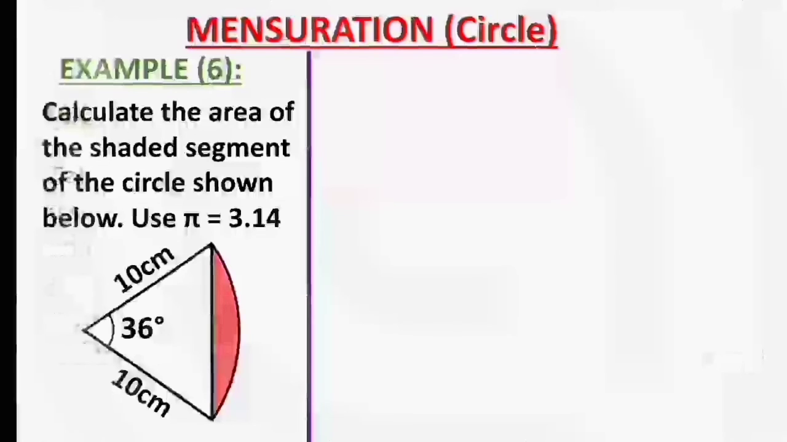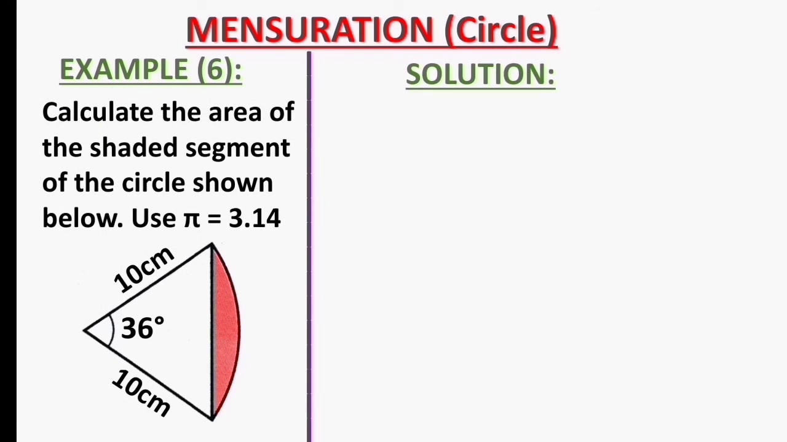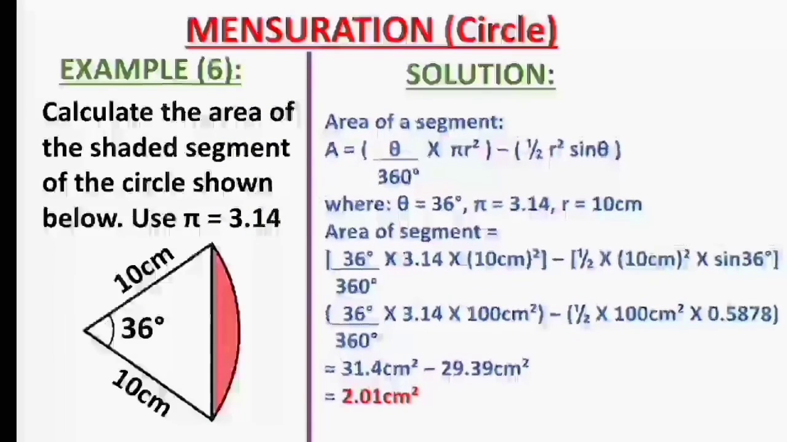Can you remember the formula for the area of a segment? Let's see if you are correct. The formula for the area of a segment is theta over 360 degrees times pi radius squared minus 1/2 radius squared sine theta. That is the formula needed to solve for the area of a segment.